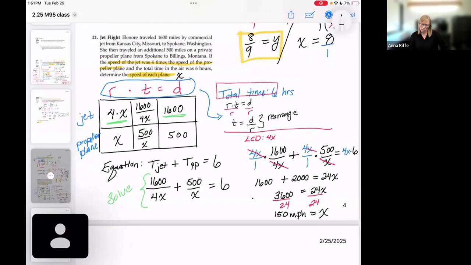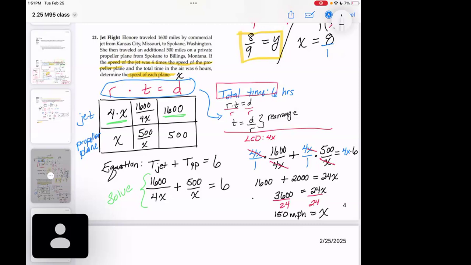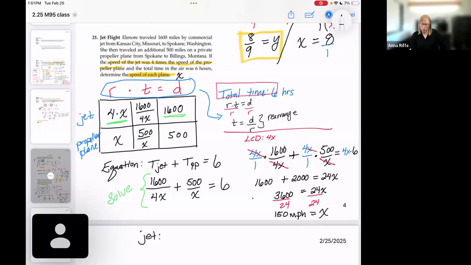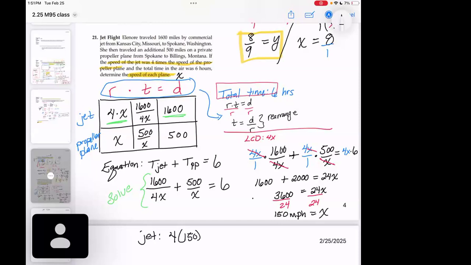Good catch. We're asked to find the speed of both planes. So you just found the speed of the propeller plane. How would you find the speed of the jet plane? The speed of the jet plane is 4 times that of the propeller plane. So it'd be 4 times that 150, which is 600.